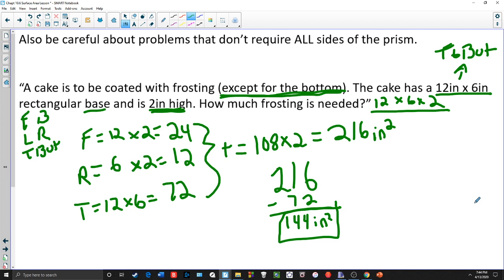Just be aware of what sides are your bases, because they'll usually tell you that, or they'll give you a picture to show that. And remember that your bases are usually representing your top and bottom section. So if you want to always think of your bases as the top and bottom of a rectangular prism, then go ahead and do that.